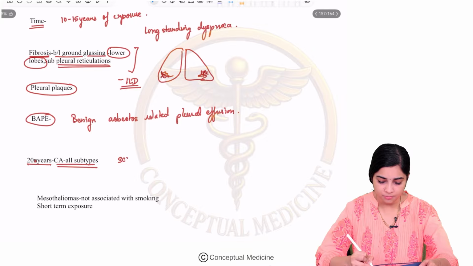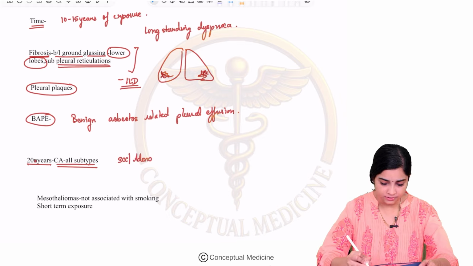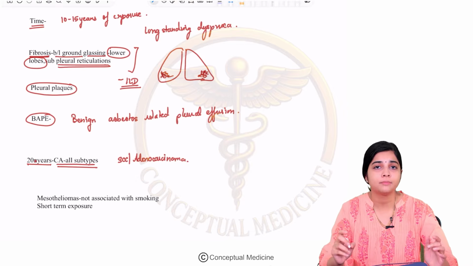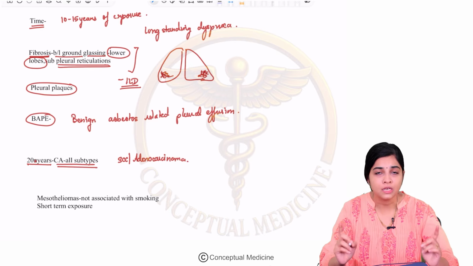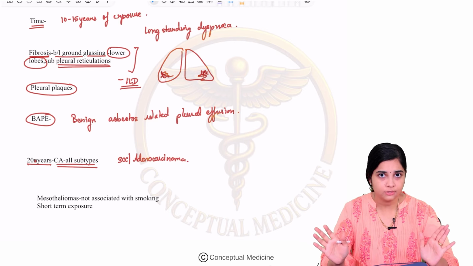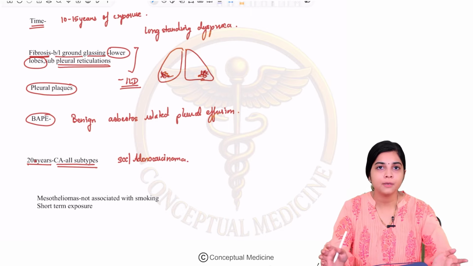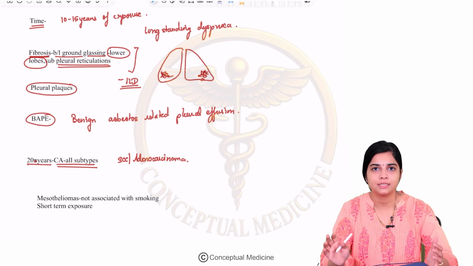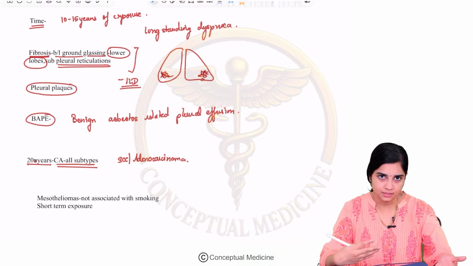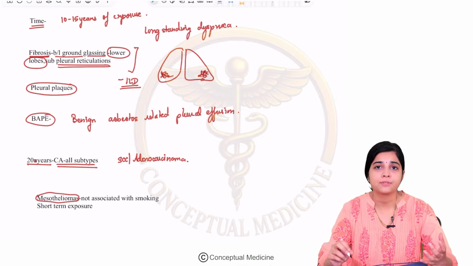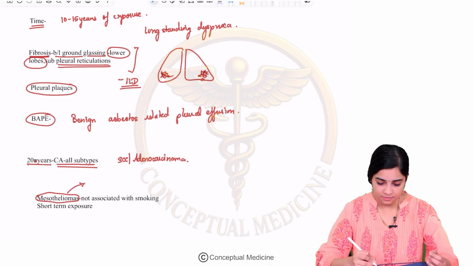So, you can have your squamous cell or your adenocarcinoma. So, if anybody asks you what is the most common malignancy associated with asbestosis, do not jump ahead and say mesothelioma, right? The most characteristic malignancy would be a mesothelioma. Most common is lung malignancies of all the subtypes, either a squamous or an adenocarcinoma.